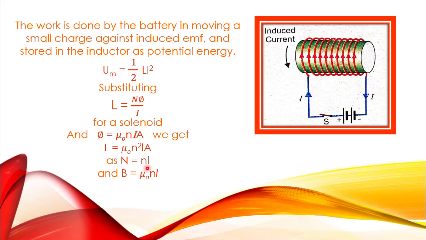As number of turns is equal to number of turns per unit length into length, and magnetic field through the solenoid is equal to mu naught into n I. Therefore, the equation for energy stored in an inductor becomes 1 by 2 mu naught into B square into A l, where A is the area and l is the length.